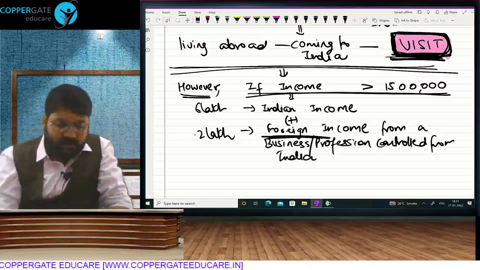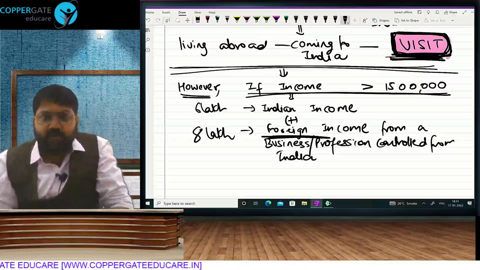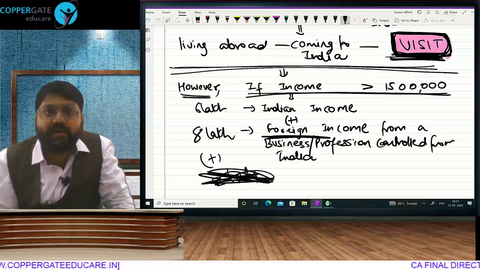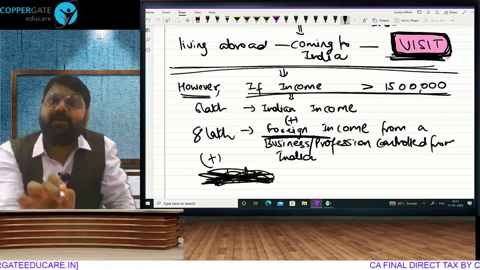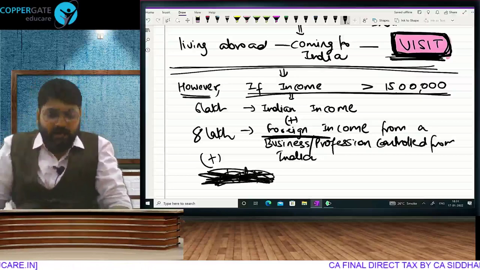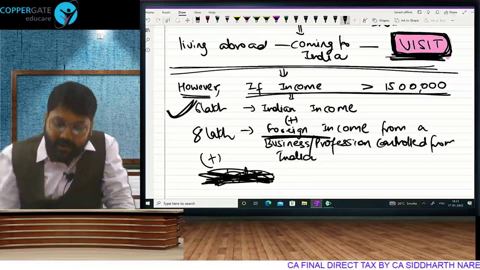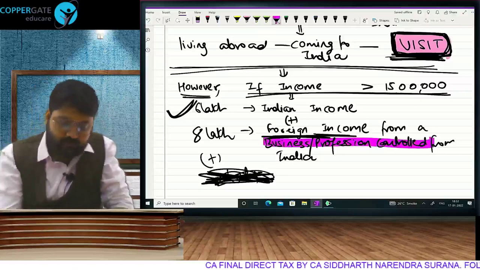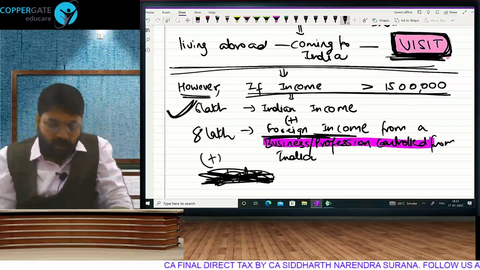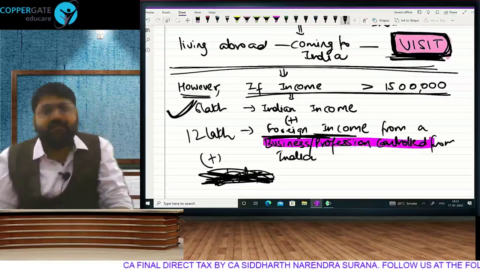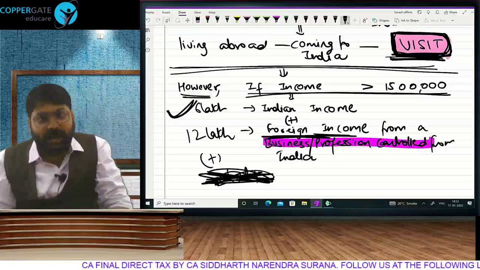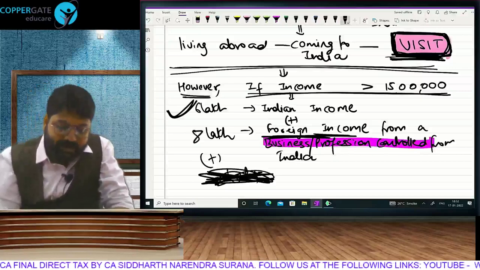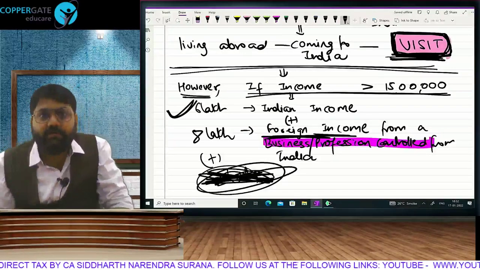Pay attention, Devika. Supposing your salary is only 8 lakhs, and in Dubai you are earning bank interest of 2 lakh. This is not going to be counted. In Dubai, only that income will be counted which is controlled from India. So, anything that you earn in India will be counted, and anything that you earn in a foreign country will be counted only if controlled from India. So, if the salary is 12 lakh, it will be counted and the total will become 18 lakh. But if the salary is 8 lakh, other income of Dubai will not be counted here.